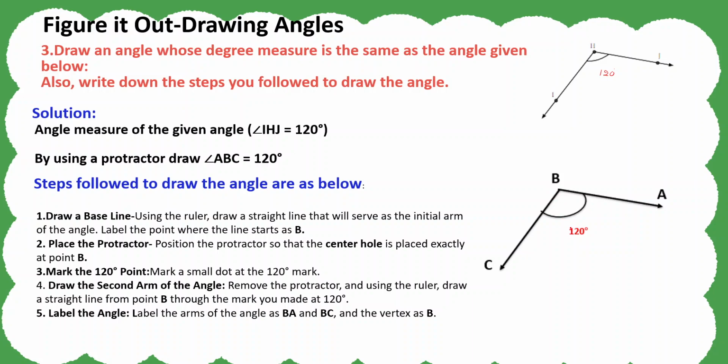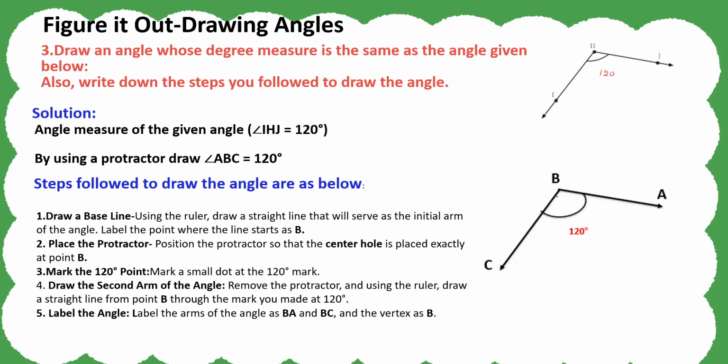The steps followed are as below. First we have drawn a base line. Using the ruler we have drawn a line that will serve as the initial arm of the angle. The label starts with B, so this point we labeled. Then we have placed the protractor so that the center hole is exactly on point B. And we have marked 120 degrees on this one.